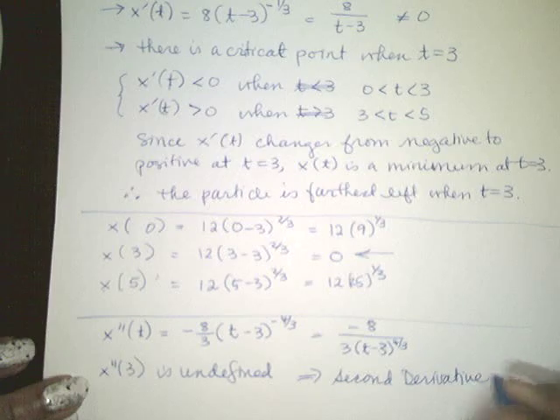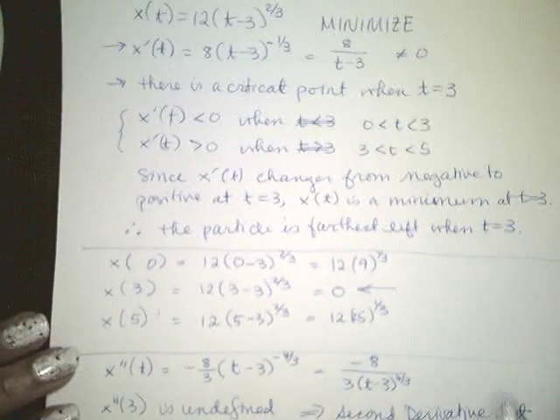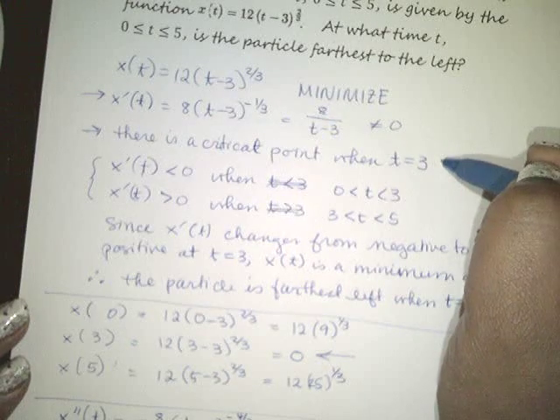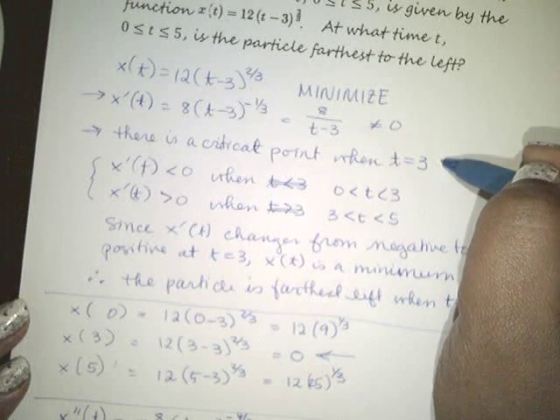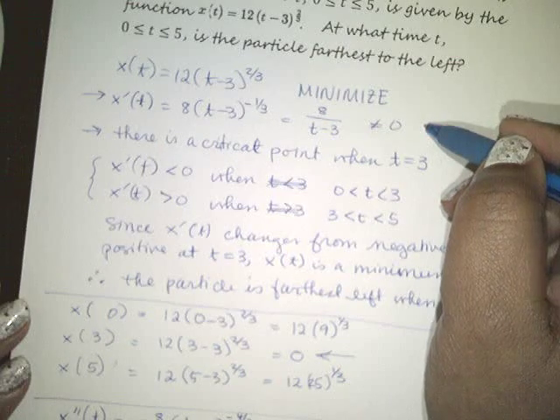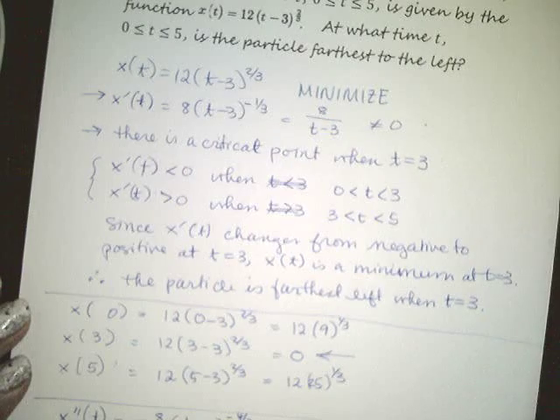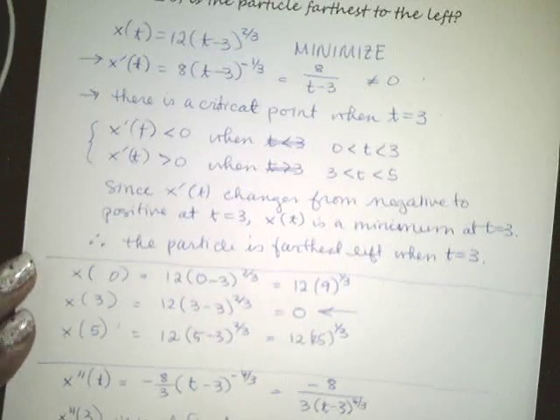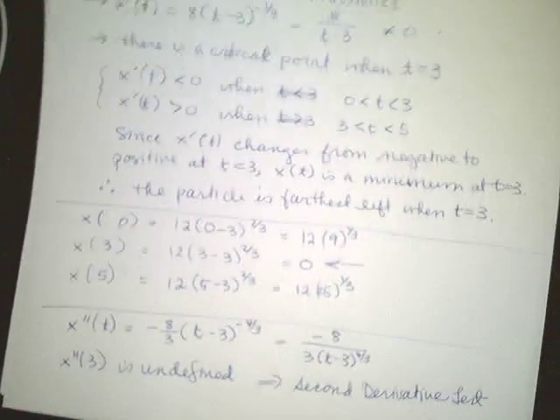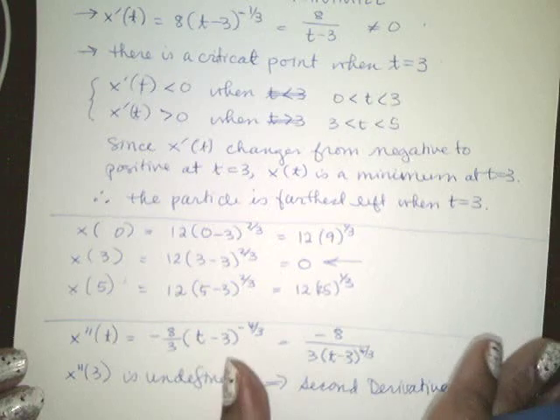Now, I could have stopped and not even attempted it if I realized that back here at the top, my critical number occurs when x prime of t is undefined, not when x prime of t is 0. And so the second derivative test is only going to work when x prime of t is equal to 0, when we have that sort of critical point.